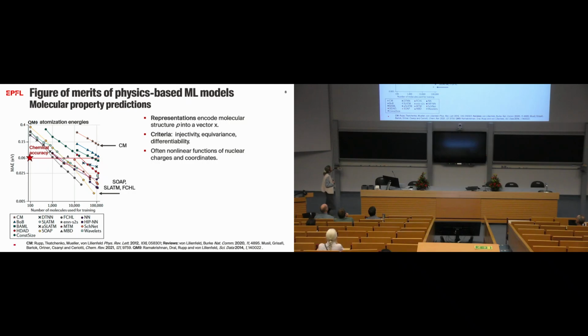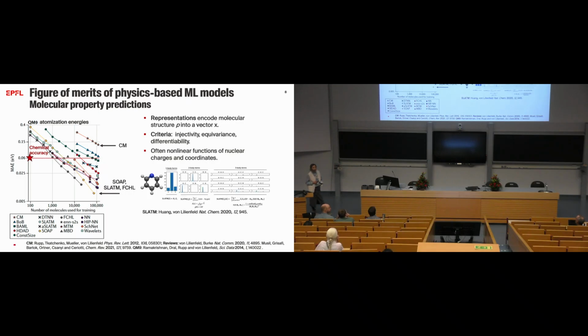that are very relevant in the field of kernel-based machine learning model, where you see that the model, or the so-called representation, so the representation is the vector that encodes the molecular structure, if you want. The one that is the most accurate is the one that leads the steepest slope, because you will need fewer molecules for the training to reach the same accuracy. And all these acronyms that you see here are those kind of representation. They are often, but not always, nonlinear function of nuclear charges and coordinates.